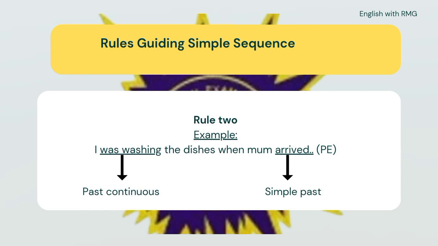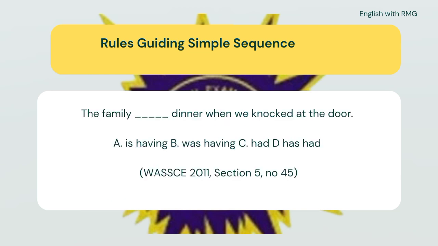For example, I was washing the dishes when mom arrived. Was washing the dishes was an ongoing action, that is a continuous action in the past. But the arrival of mom was just a one-time action. So the first one, which is ongoing, is going to be in past continuous, while the other one, which is a one-time action, is going to be in the simple past. Do you understand? So I'm not going to say because they are both in the past, then I'm going to put them in the same aspect, that is simple past, simple past. No. I also need to show the aspect that one action was ongoing, that is a continuous action, while the other one was just a one-time action.